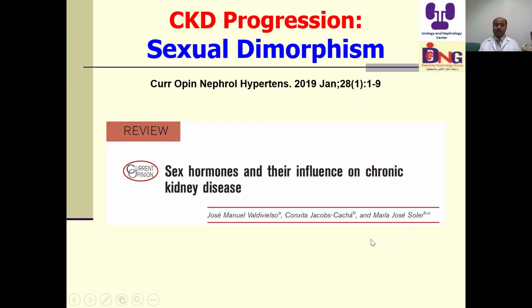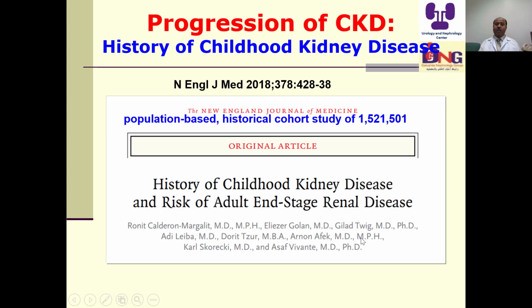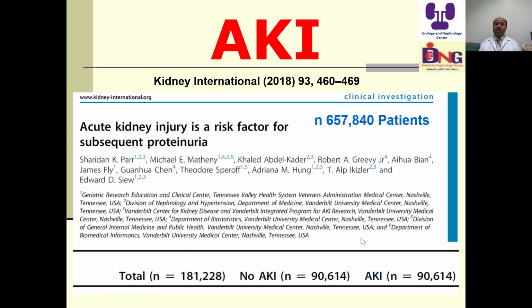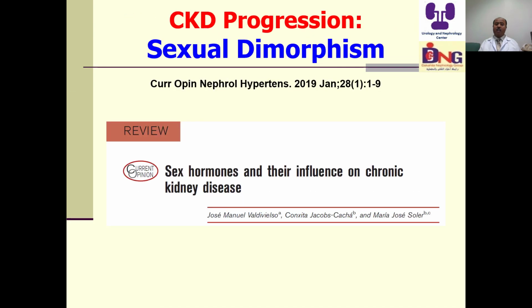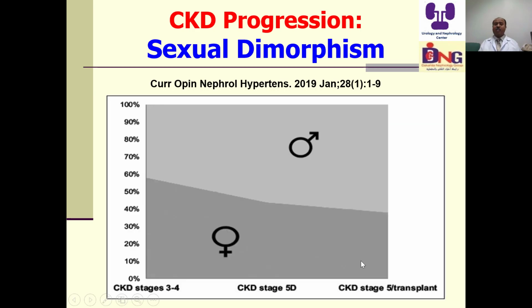overload these patients. So I mentioned low birth weight, previous history of childhood kidney disease, acute kidney injury, aging, and then gender. What's your expectation? Is chronic kidney disease more evident in females or in males? Let us see what's meant by sexual dimorphism. Dimorphism means that we have two phenomena.